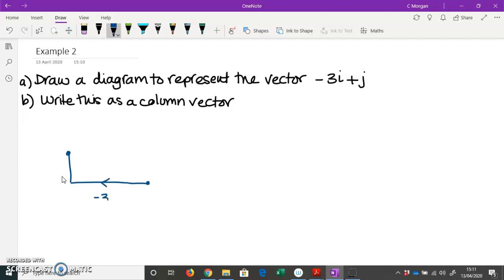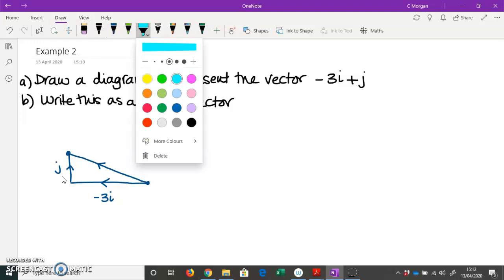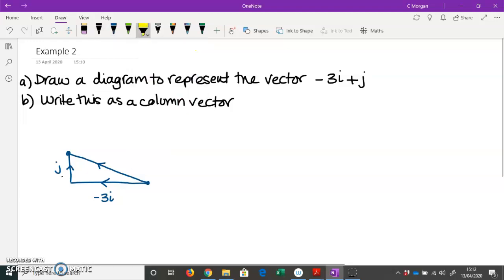I went negative 3 lots of i, and I went up 1 lot of j. I started from the bottom right hand dot, and I went up to the top left hand dot. So my actual diagram to represent that vector, let's just highlight the vector in question, is the vector that's there. If I want to write that as a column vector, that is the vector -3 and 1.